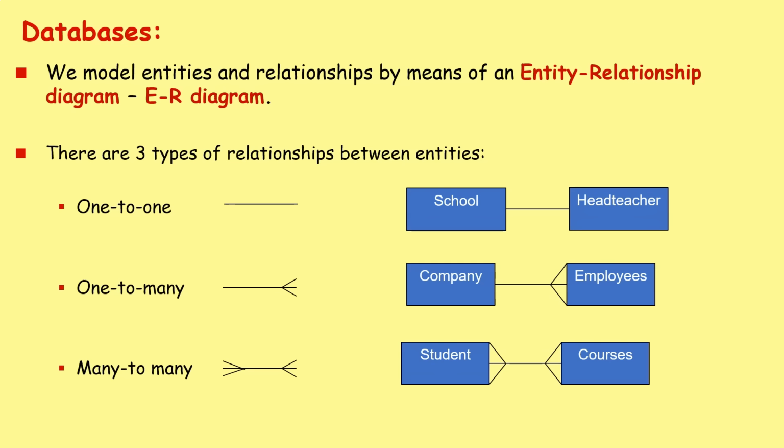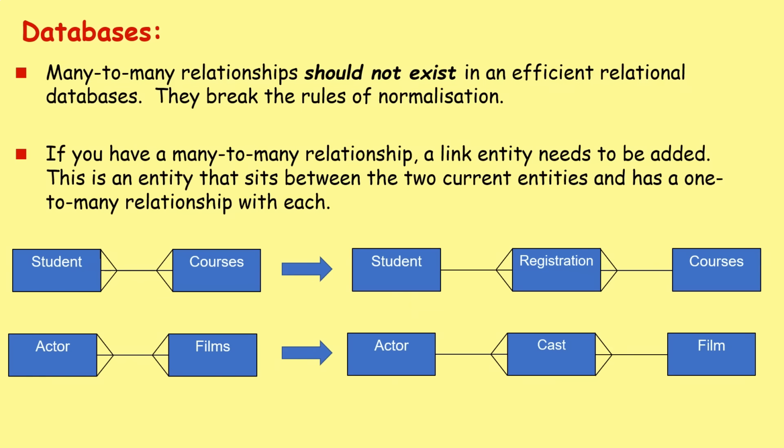We model entities and relationships by means of an entity relationship diagram, sometimes referred to as an ER diagram. There are 3 types of relationship between entities. We have one-to-one, one-to-many, and many-to-many. If you're drawing this in the exam, pay particular attention to the relationships to make sure you get them right. It's very easy to make a mistake here. Many-to-many relationships should not exist in an efficient relational database. They break the rules of normalization that we'll look at later.